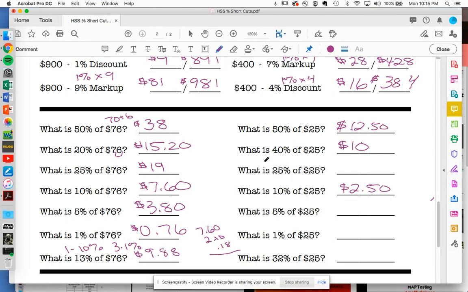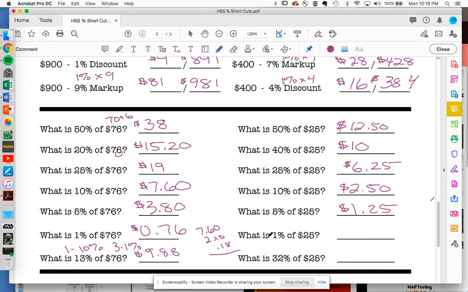Okay. Next, 25%. Remember, that's related to the 50%. Can you cut $12.50 in half again? You bet. This one would be $6.25. Now, going to 5%, I find my 10% and I do what? Cut it in half. What's half of $2? 1. What's half of 50 cents? 25. Is that pretty simple? I think it is. I think you should be able to do this.